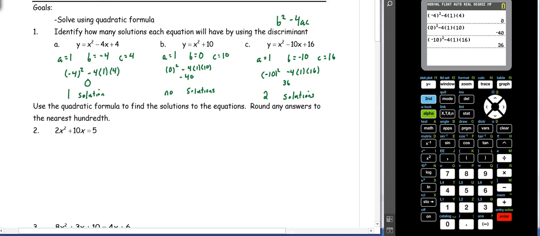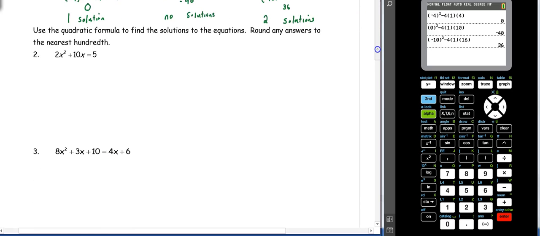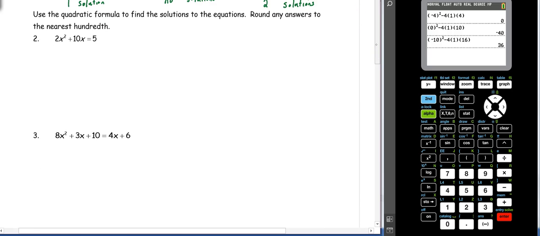Use the quadratic formula to find the solutions to the equations. Round any answers to the nearest hundredth. Now, the difference with these problems from yesterday is that they are not in the correct form yet. Remember, we need to have it set equal to 0 in order to use the quadratic formula. So in number 2, we first have to subtract 5 from both sides. So we get 2x squared plus 10x minus 5 equals 0.